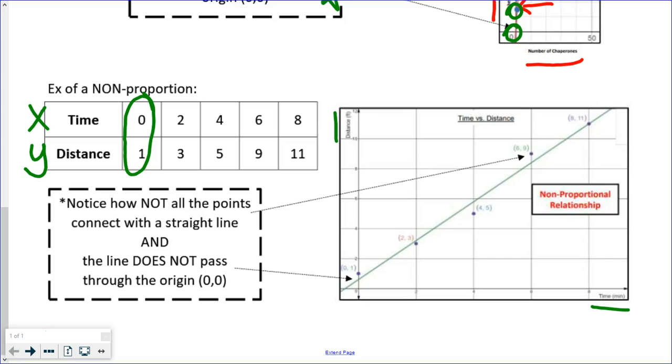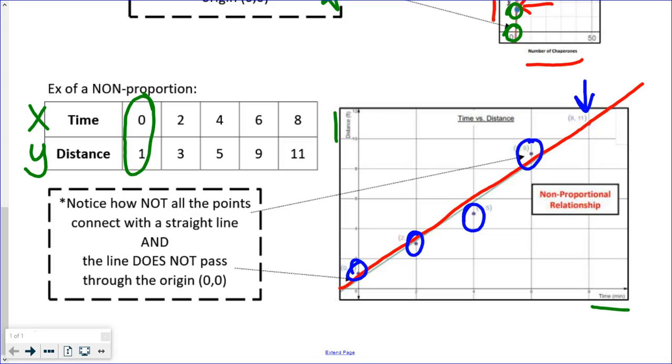The second problem that we have is if I take a look at this line, and if I follow that line all the way through, I've got that point, this point, and that point are not on that straight line. They're close, but they're not quite there. The only one that works and is on that line is the very last point that we have there, 8, 11. Every other point is not on the line. So, because not all the points connect with a straight line, and the fact that it does not pass through 0, 0, it is not a proportion.